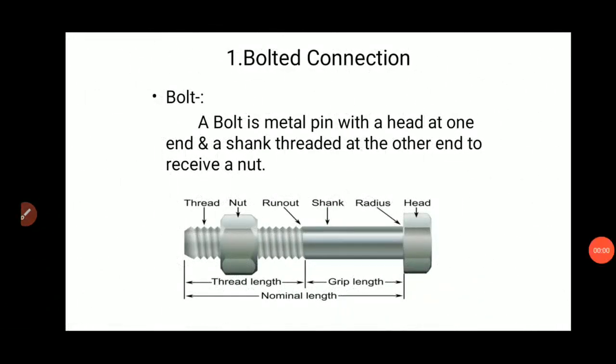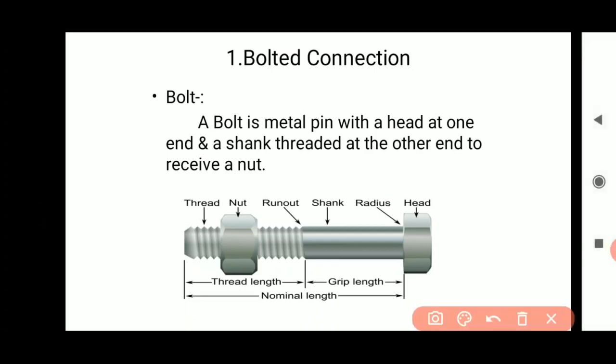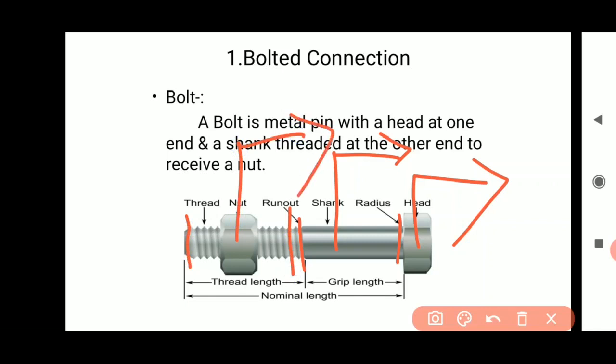In the bolted connection, first we will see the bolt. A bolt is a metal pin with a head at one end and a shank threaded at the other end to receive a nut. You all must have seen a bolt and know about bolted connections. Here is a bolt: this is the bolt head, this plain part is the shank part of the bolt, this is the threaded part, and this is the nut.